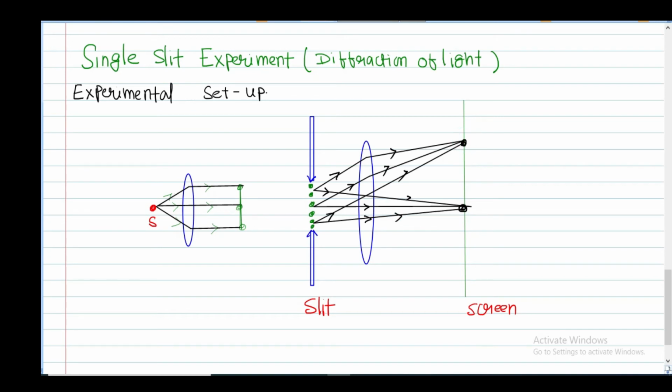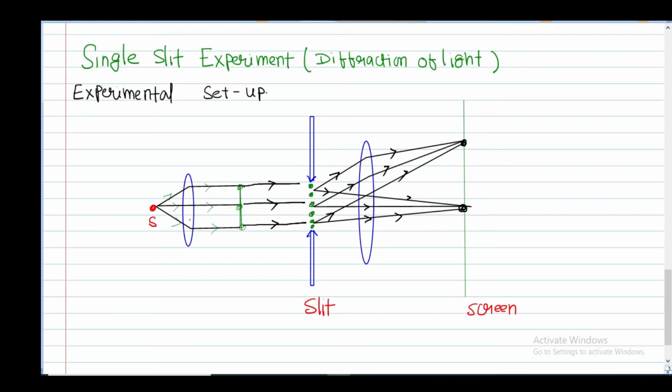Basically an infinite number of waves or rays are coming from the source S. They are traveling in this direction, you can see it there from the diagram, and it will be a plane wavefront. Each point on a wavefront will act as a fresh source of light, that is known as a secondary wavelet. So this is the experimental setup of the diffraction of light.